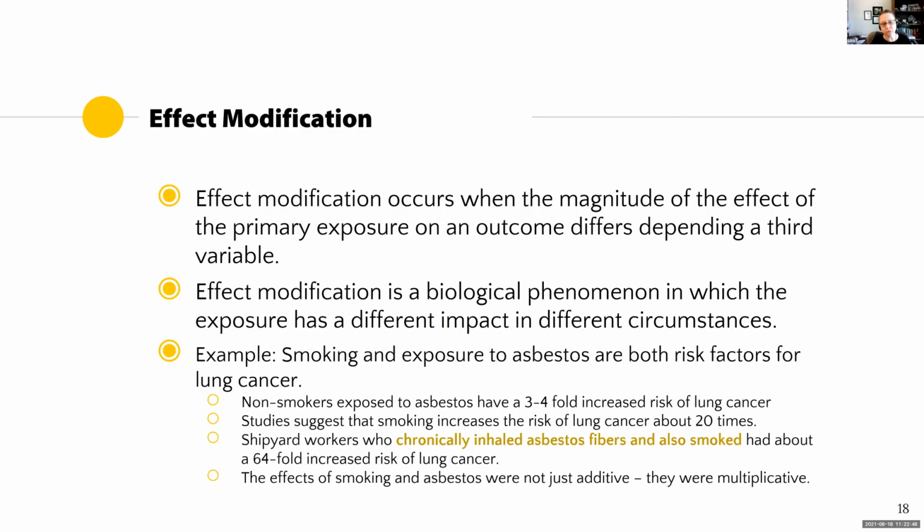Now this one's even more special. Okay, effect modification. I think this is really a cool thing right here. This occurs when the magnitude of the effect of the primary exposure on an outcome differs depending on a third variable. And you usually talk about some sort of modification in a biological phenomenon, right, in which the exposure has an impact on the risk factor and the disease state.